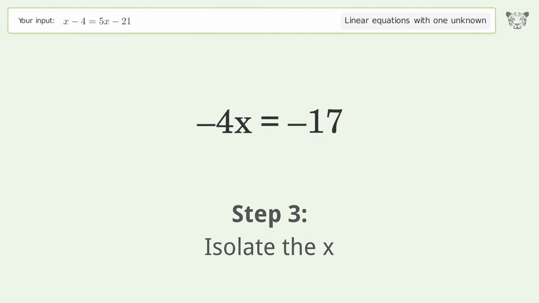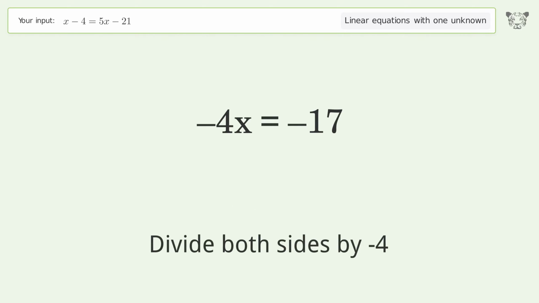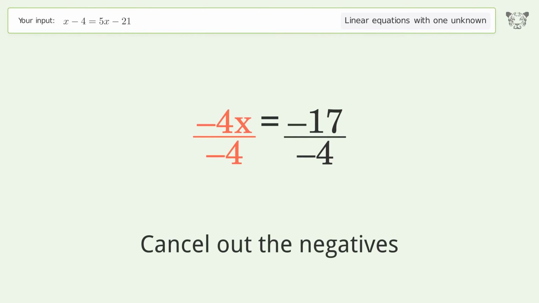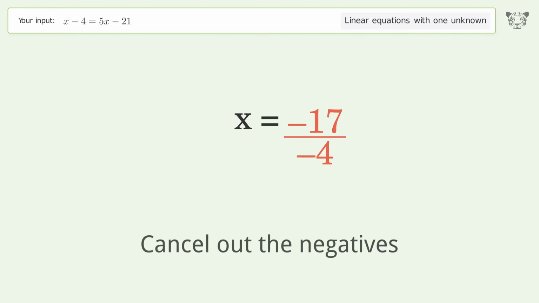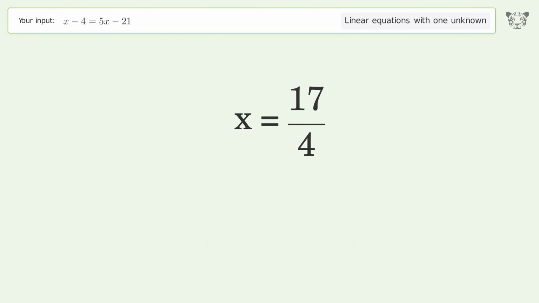Isolate the x. Divide both sides by -4. Cancel out the negatives. Simplify the fraction. Cancel out the negatives. And so the final result is x equals 17/4.